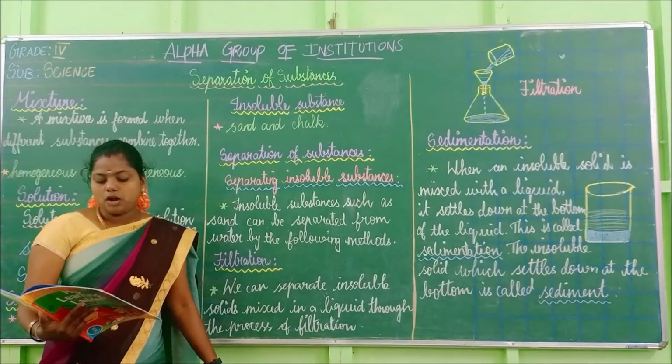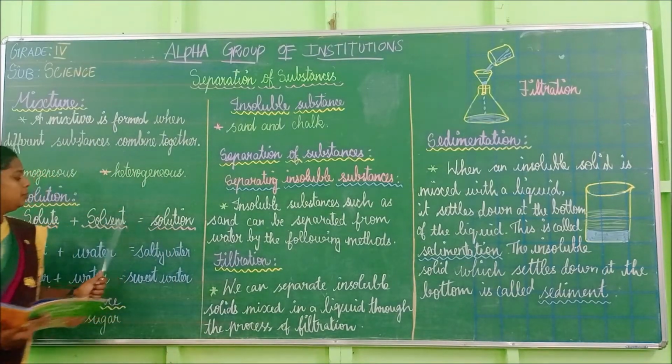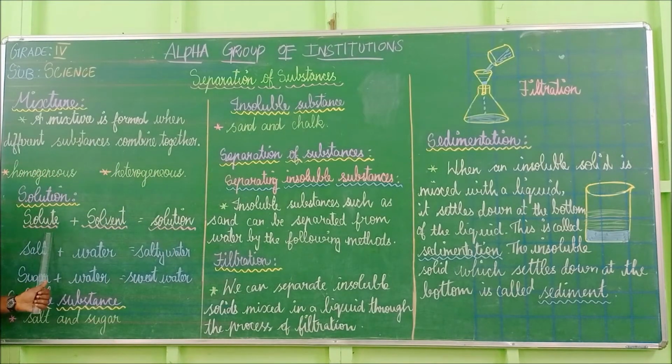The solid that dissolves in the liquid is called the solute. Whatever substance dissolves inside the water is called the solute. The liquid in which the solute is dissolved is called the solvent. For example, salt is going to be mixed inside, so it is called the solute. Water, in which the salt is dissolved, is called the solvent.